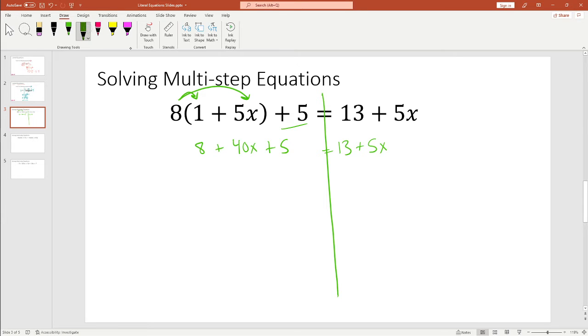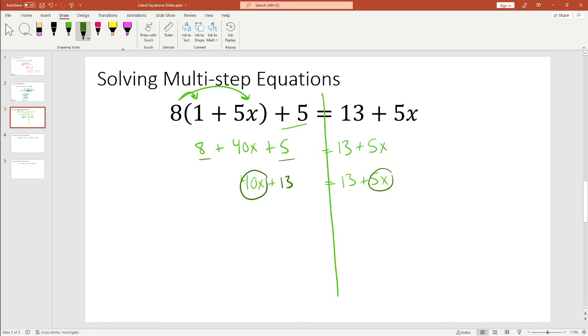I have a couple terms that I can combine. This 8 plus this 5 is 13. And then 40x is just 40x. And then over here, I have 13 plus 5x. So what I'm going to do here, because I have the same variable, the x on both sides, I need them to be on the same side to solve this.